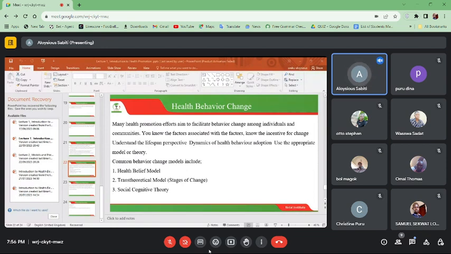So now the gist, after understanding those key concepts and what they mean, what a concept means, what a definition means, what a proposition means, what a theory means, and what a construct means, it is now very key that we understand the practicability of these concepts or theories. So we need to understand how theories apply in health promotion.